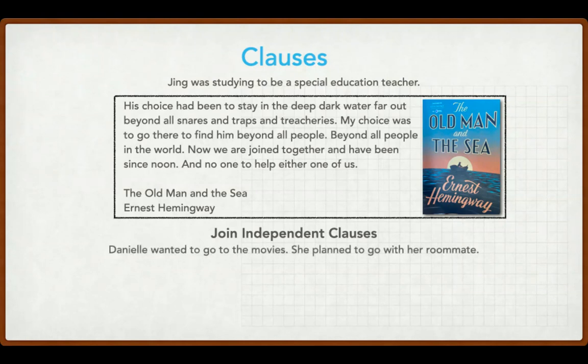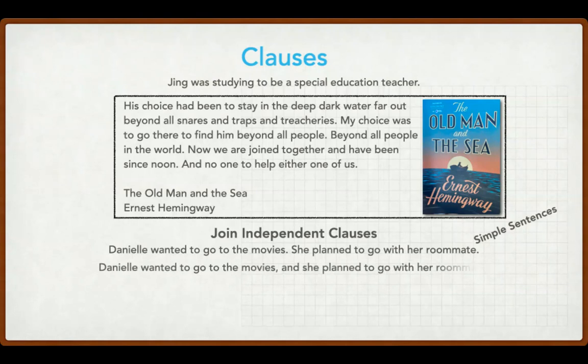Danielle wanted to go to the movies. She planned to go with her roommate. You can combine these simple sentences by using a comma and a coordinating conjunction. Danielle wanted to go to the movies, comma, and she planned to go with her roommate. In this example, the coordinating conjunction and joins two simple sentences into a compound sentence.